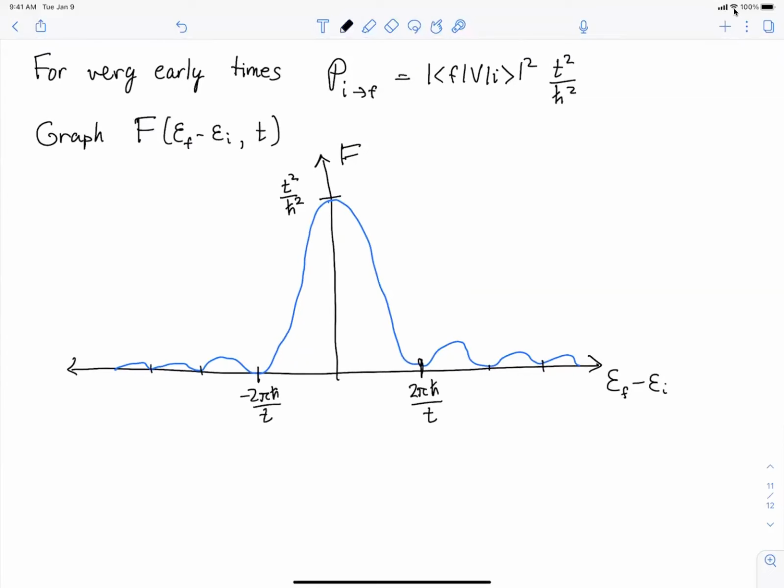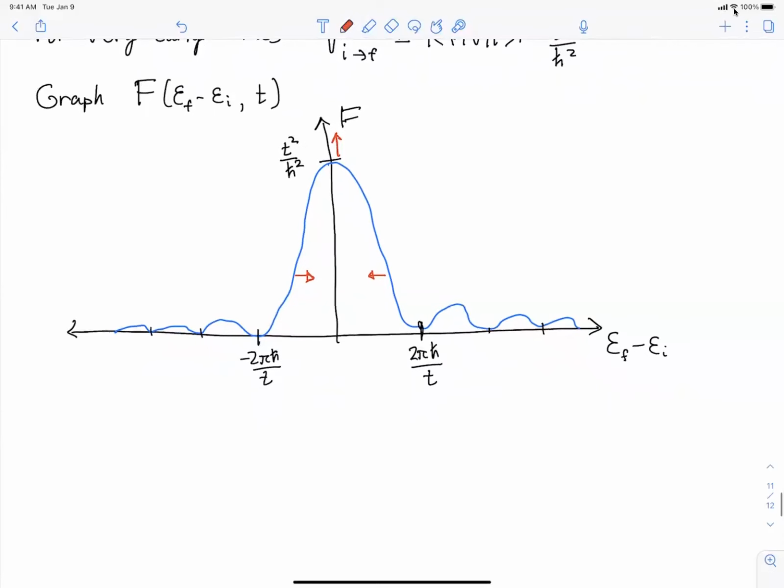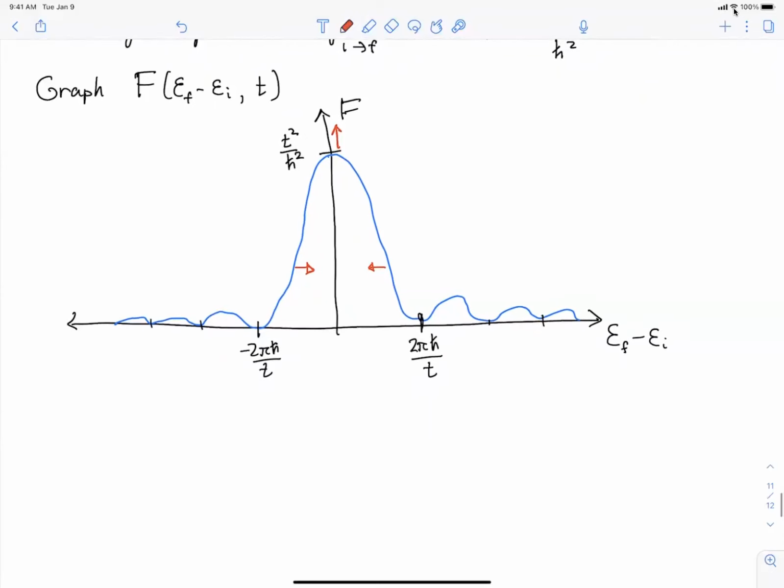And so if I ask what's going on as time increases, the height of this thing is growing and it's getting narrower because t is getting larger, so h bar over t is getting smaller. Okay, and so if I ask what do I need to do to get a large probability, the main bump in the probability occurs when the difference in energies is less than 2 pi h bar over t.